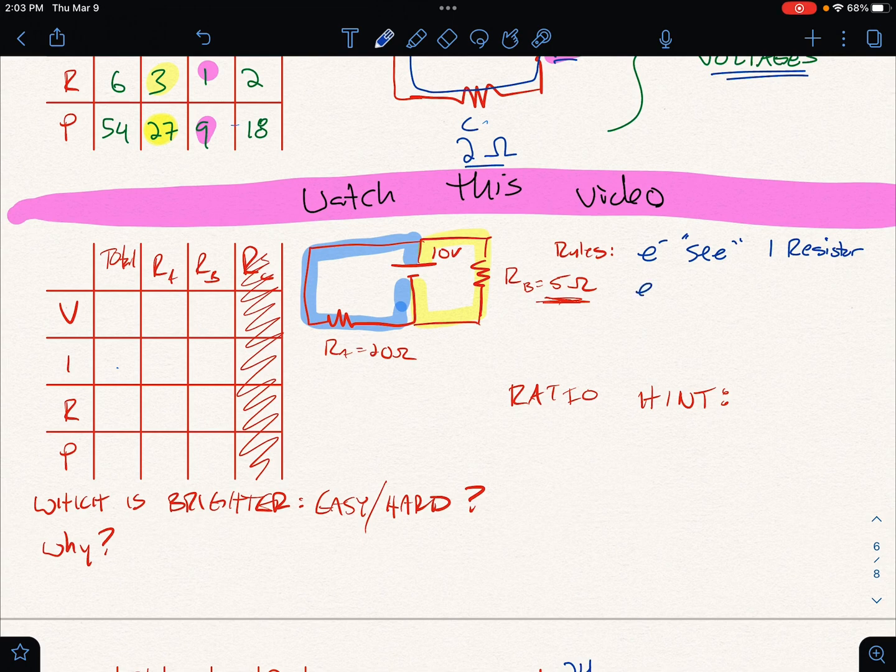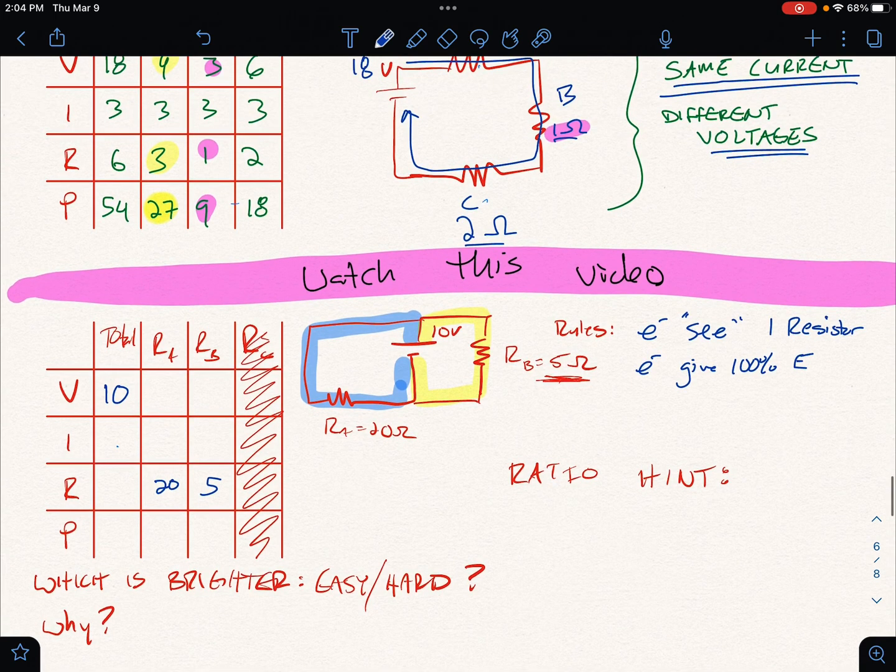The second rule is that the electrons still have to give away 100% of their energy per lap. So I'm going to start by filling out my VIRP table with what I know. It says it's a 10-volt battery, and it says resistor A is 20 ohms and resistor B is 5 ohms.